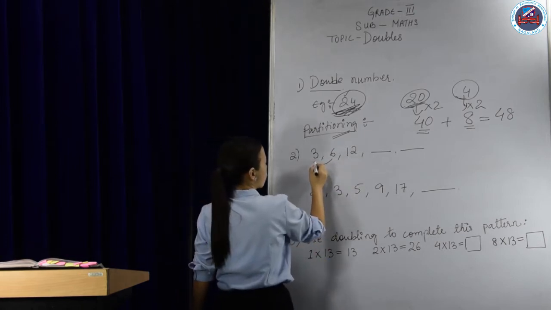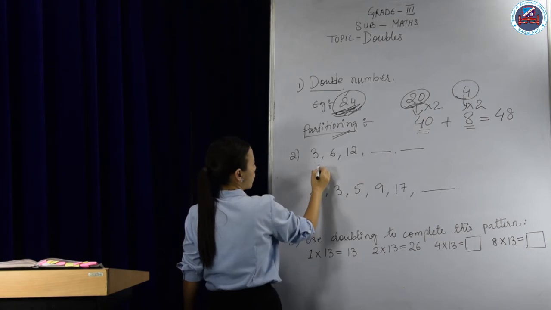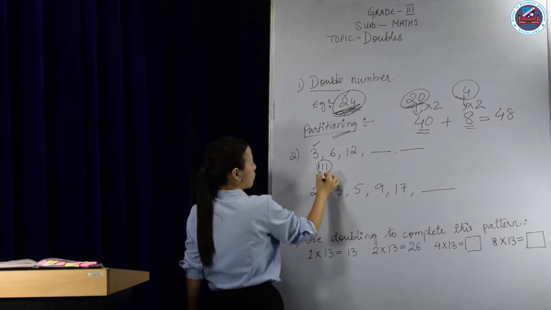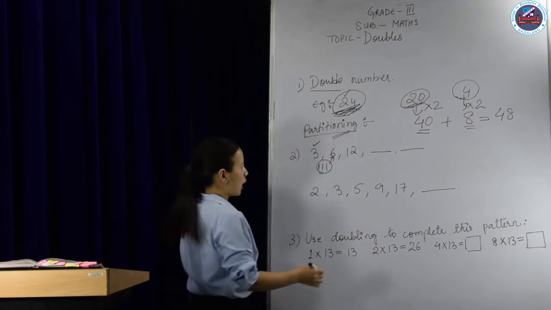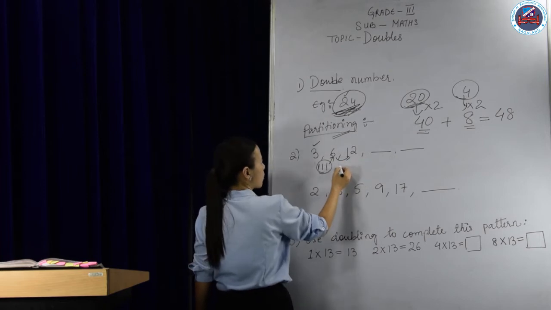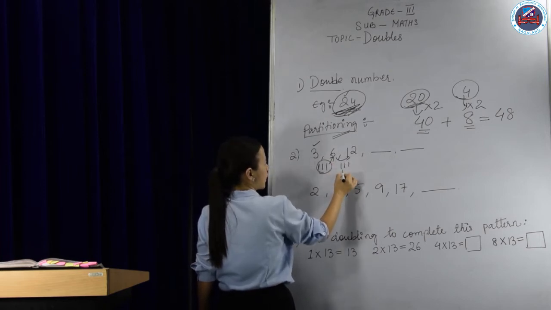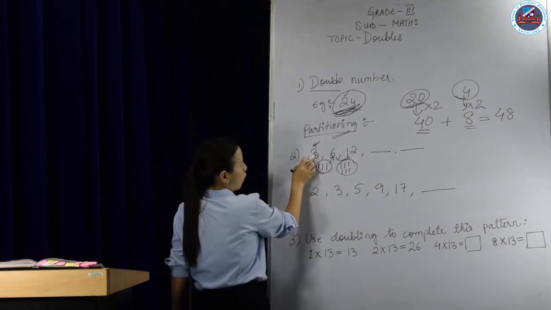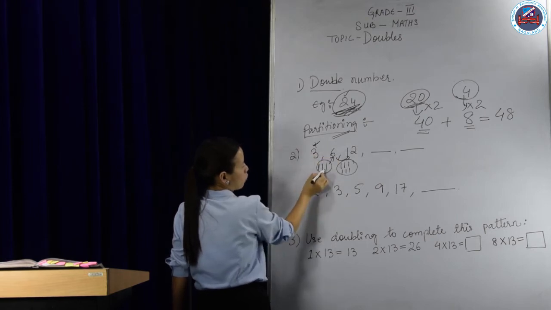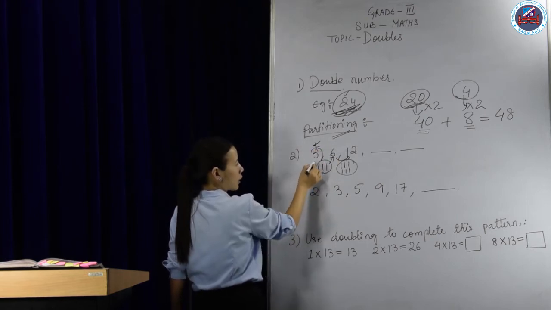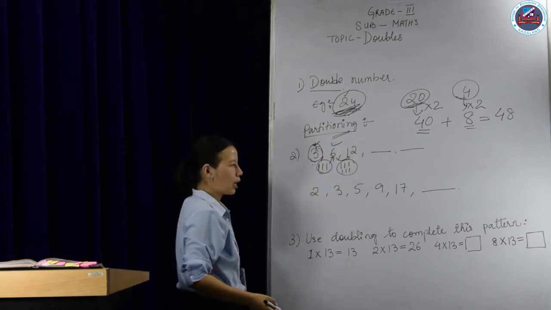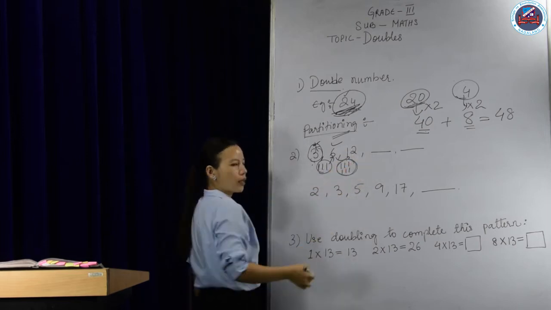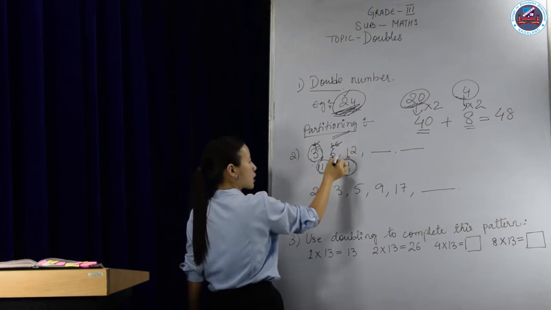From 3 to 6, we know there are 3 gaps. From 3, if you count 4, 5, 6, that means you have 3 gaps. And from 6 to 12, how much gap do you have? Let's check: 7, 8, 9, 10, 11, 12. That means you have 6. So from 3 to 6, they took 3 count, that is double of 3, which is 6. And for the second number, they took 6 count, that is double of 6, which is 12.